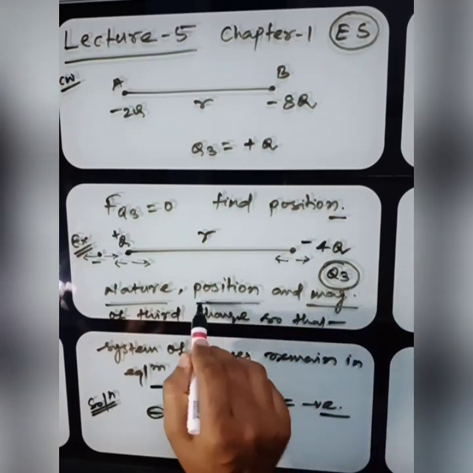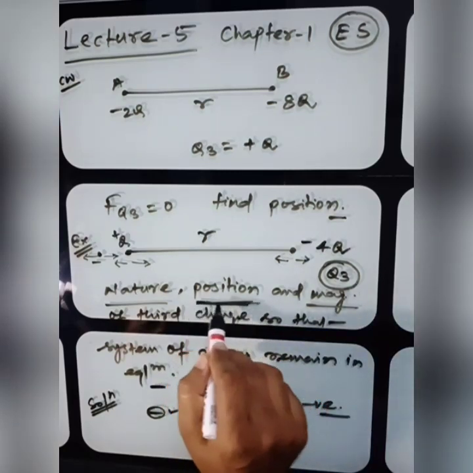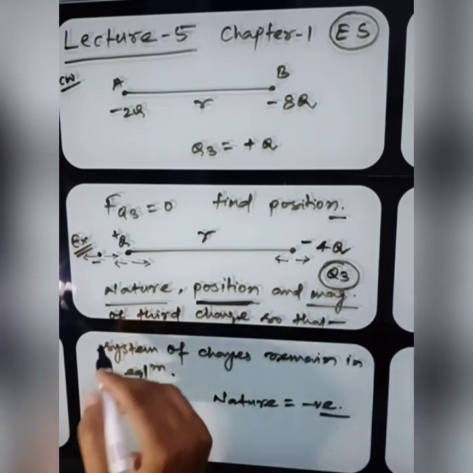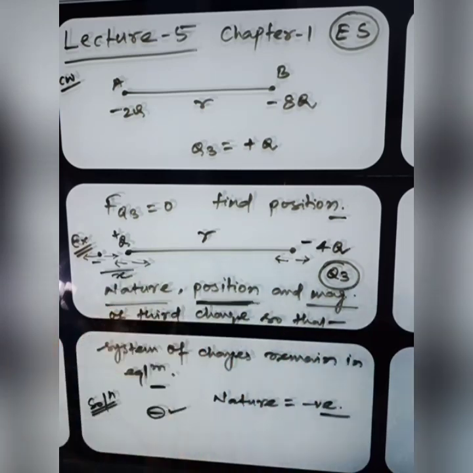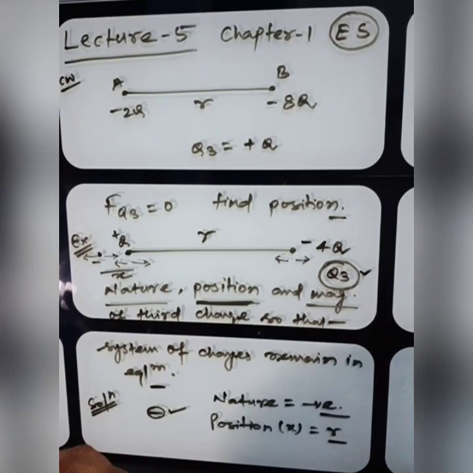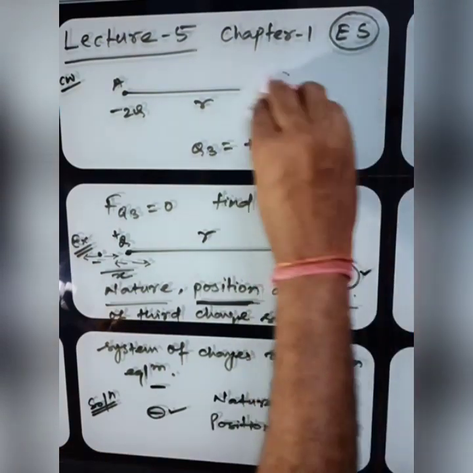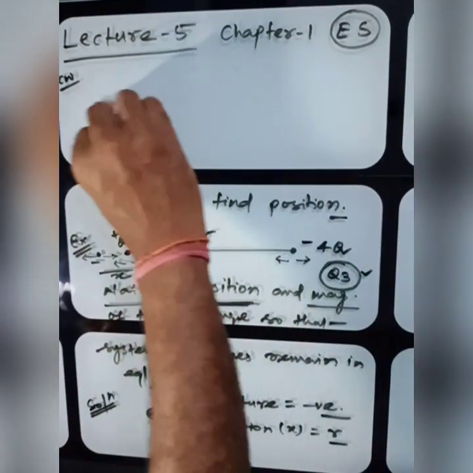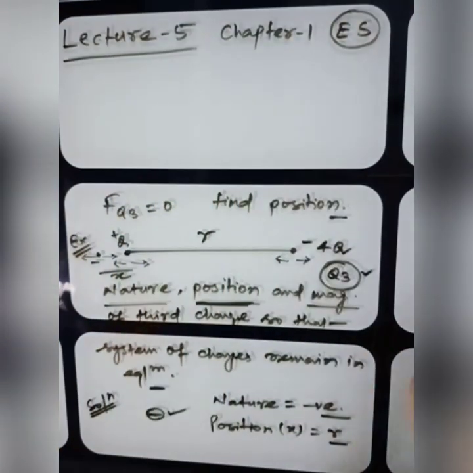Second, position. And position, already we have discussed how to find the position. If this distance is x, we'll get that position: x will be r. We have solved this question already, so we have the position also. Now magnitude. How will we find the magnitude of the third charge so that the system remains in equilibrium?